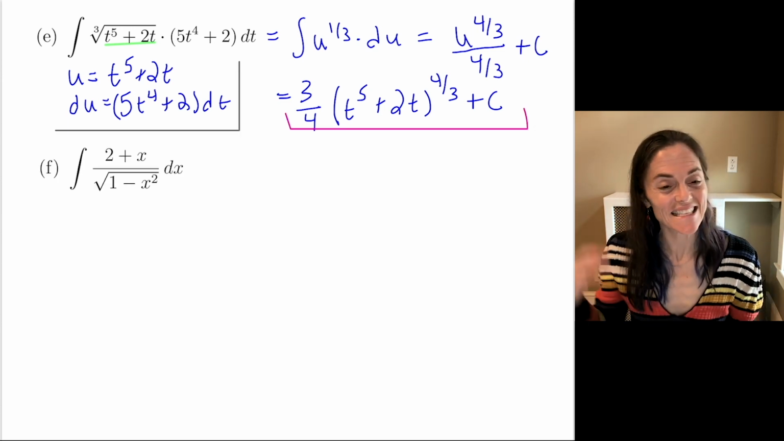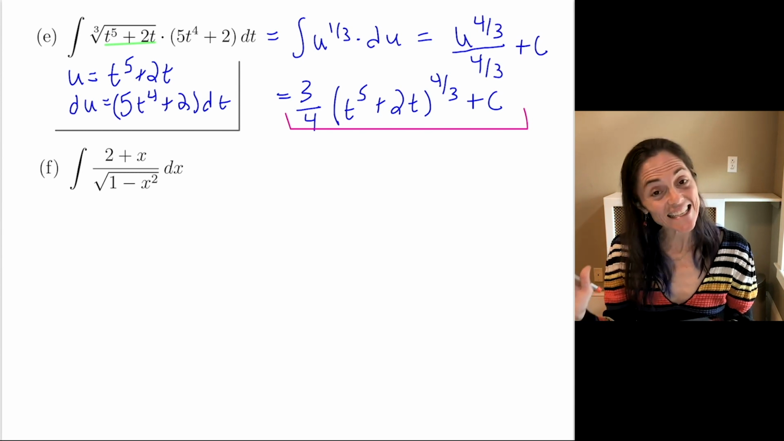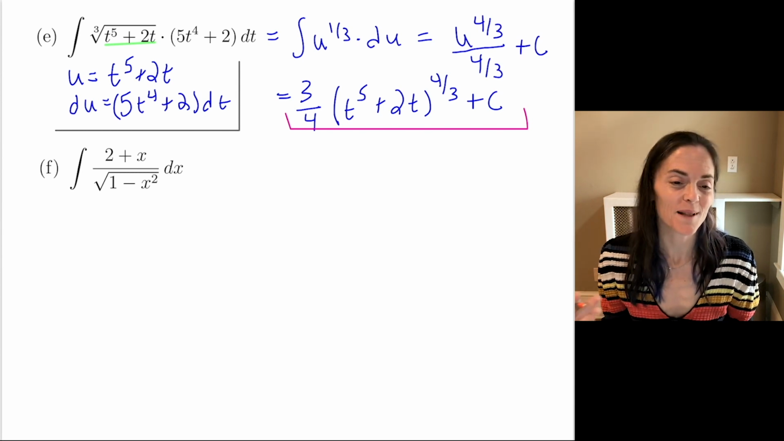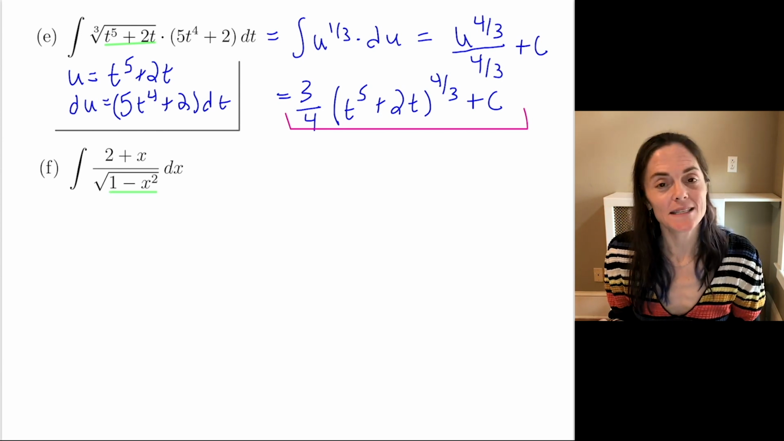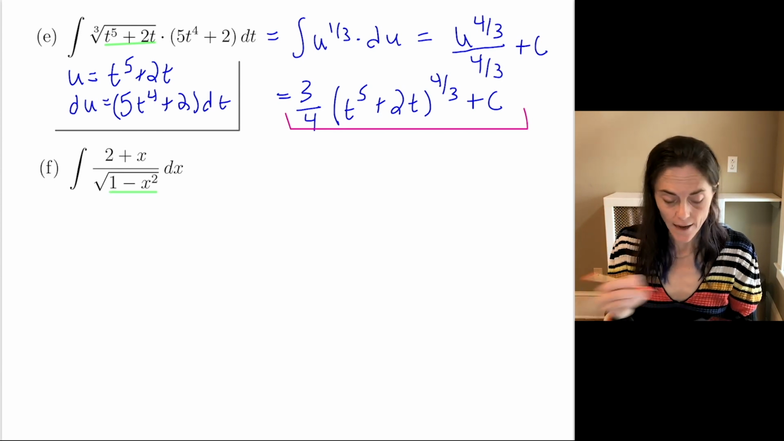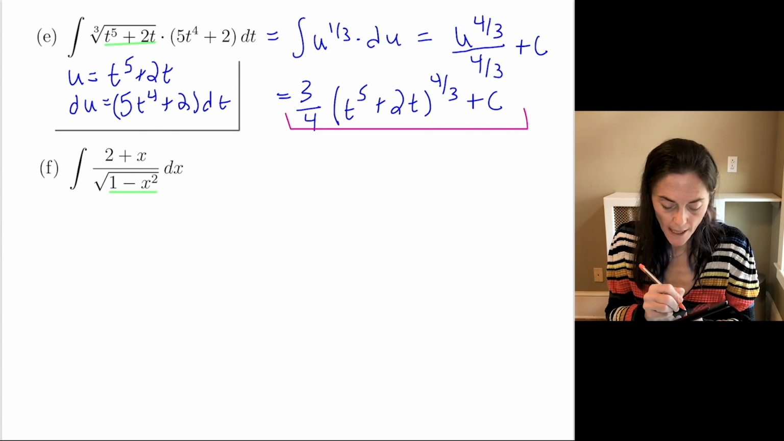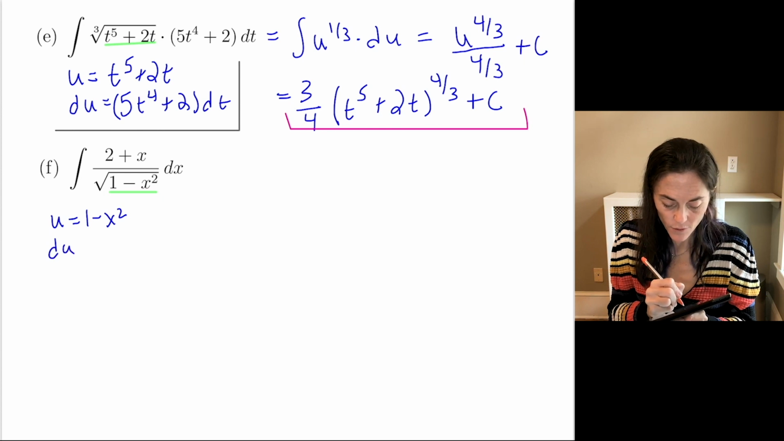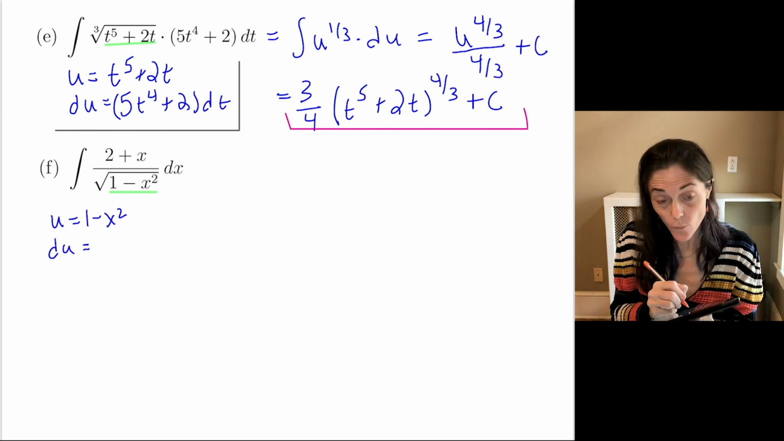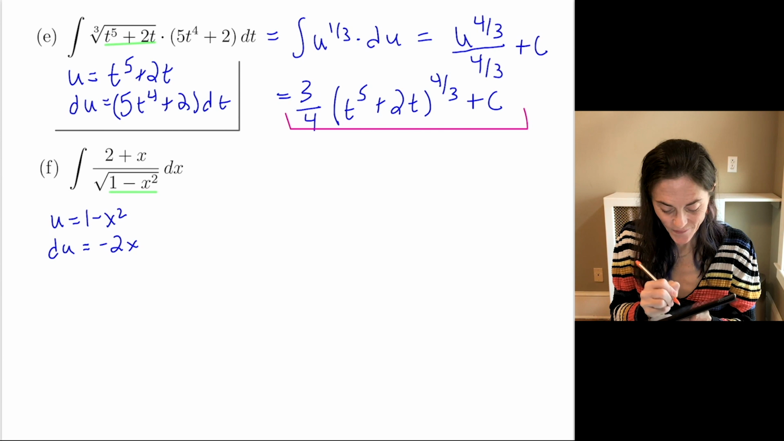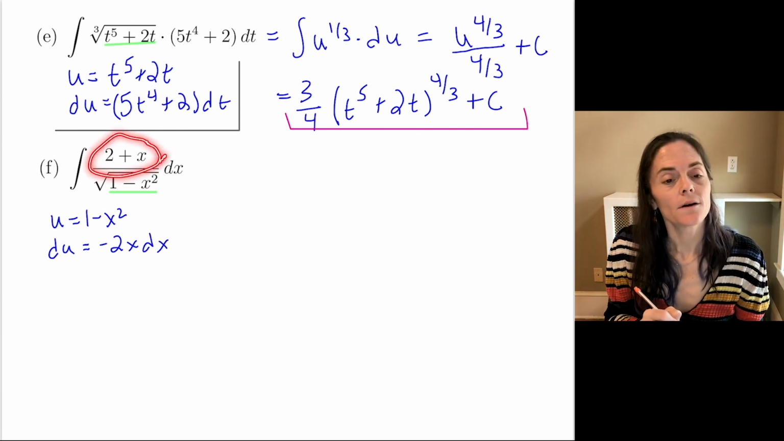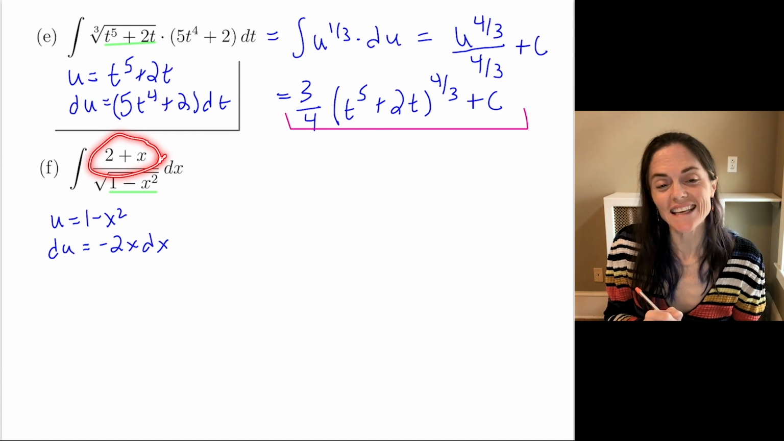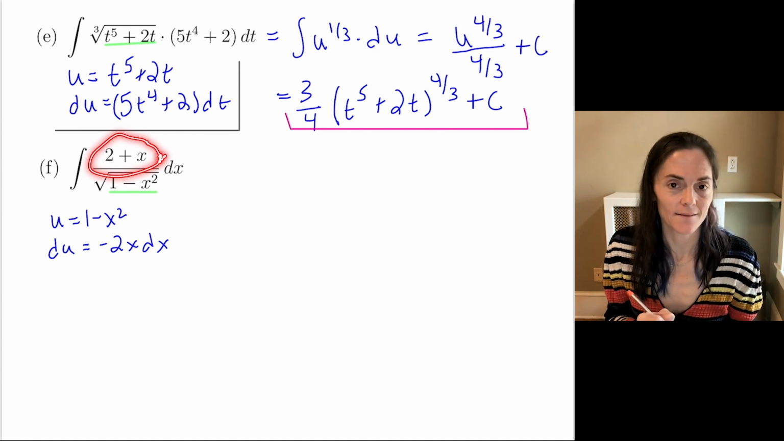Letter F. This is the last one, and it's challenging, but at the same time, it's a really good problem. So certainly we see something underneath the radical, which would suggest substitution. However, if you just start writing this, u is 1 minus x squared, du, well, we take the derivative, we have minus 2x dx. What you're left with is the numerator. You see, it's not a multiple of du. I have this sum here.